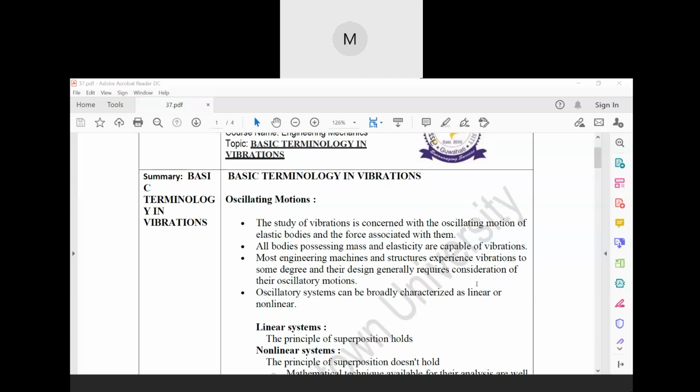Now, all bodies possessing mass and elasticity are capable of vibrations. Most engineering machines and structures experience vibration to some degree, and their design generally requires consideration of their oscillatory motions. Now, oscillatory systems can be broadly classified into linear or non-linear systems.